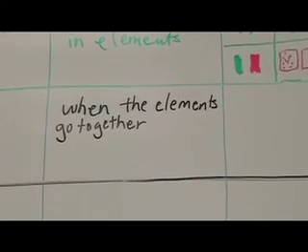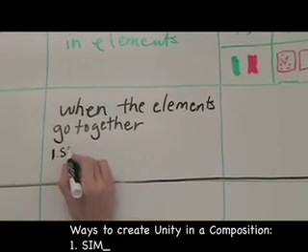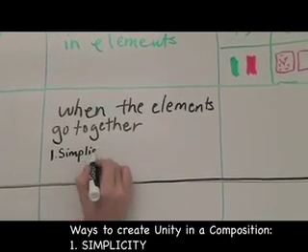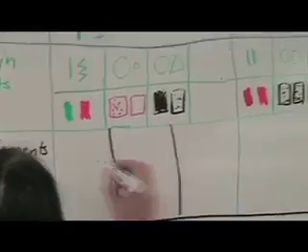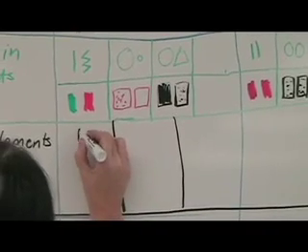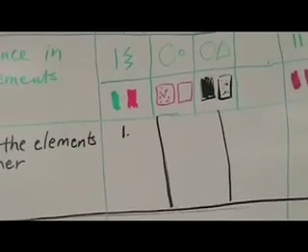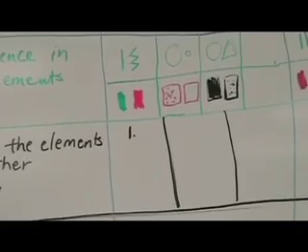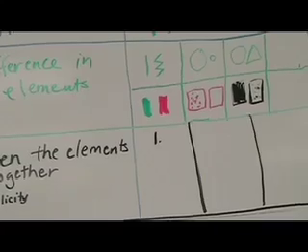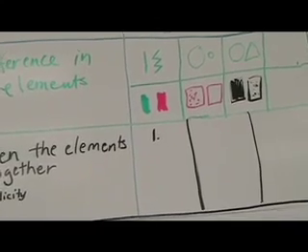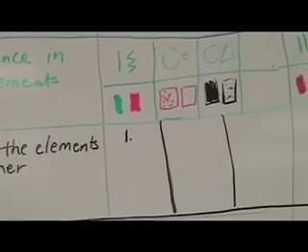What's the first one? Simplicity. Keep it simple, okay? Now let's divide this up into three. So the first one, let's show simplicity. What would make a composition simple? Not very much. Okay, so limit. You're going to limit the line or limit the shape. Don't use a lot of different shapes. Don't use a lot of different lines. Don't use a lot of different colors.